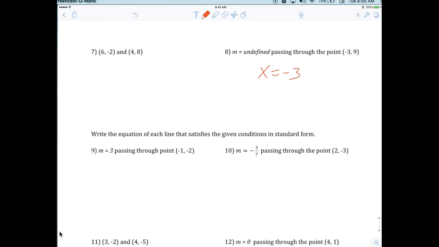Because we know that fact. As long as it's an undefined slope, it's x equals whatever the x value is. That's it. That's the best I can do.